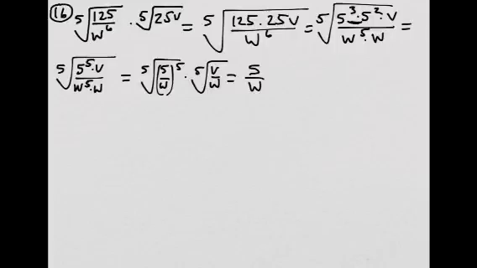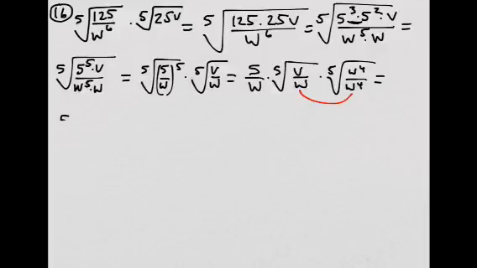So I'm going to have to multiply by 5th root of w to the 4th over w to the 4th. That's called rationalizing the denominator. So now when I put these together, use a different color. When I put these together, I'm going to get, don't forget the 5 over w. I'm going to get 5th root of v times w to the 4th over w to the 5th.